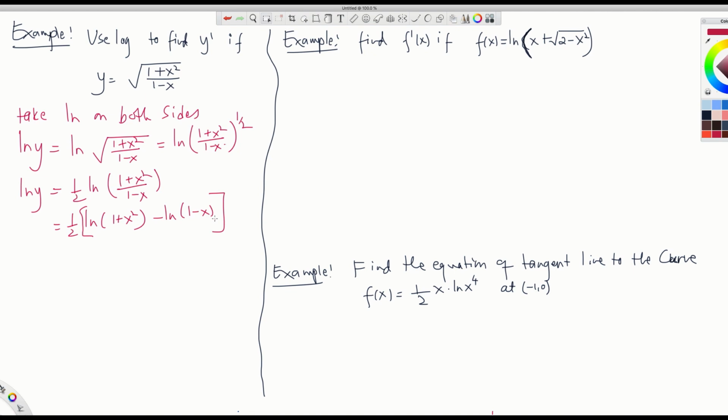Now it is easy to find the derivative of this, right? Because the derivative of natural log of u is 1 over u times u prime. So let's differentiate. What do you get? You can write d ln y over dx equals the derivative of these things. You can write 1/2, and then if you want to, you can write d ln of 1 plus x square over dx, and then minus d ln of 1 minus x over dx. I just wrote that step. You can basically skip this step, okay?